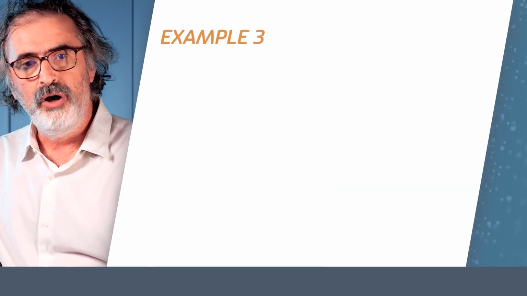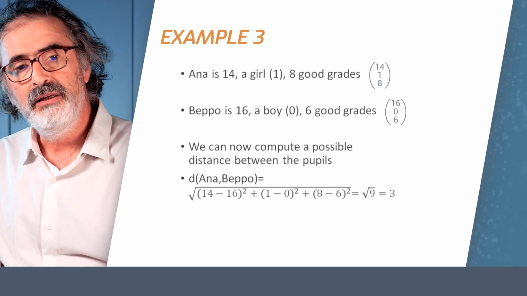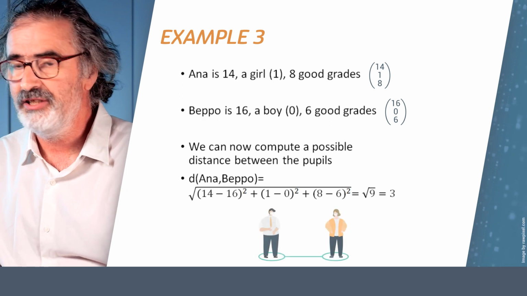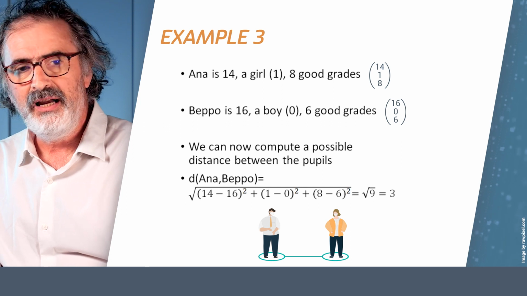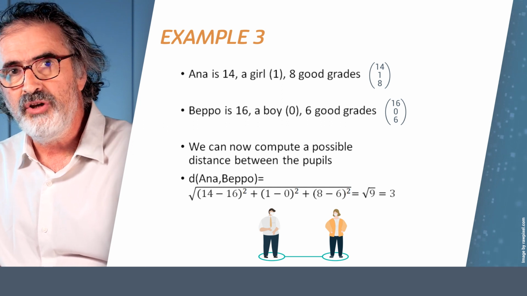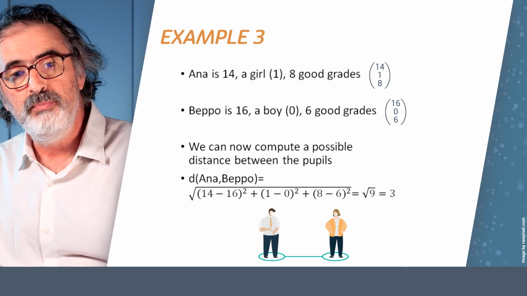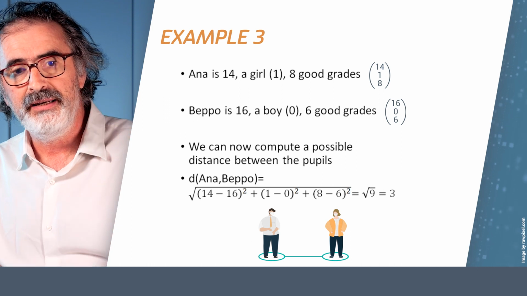Let's take another example. Anna is a girl. She is aged 14. And she's had 8 good grades. Beppo is a boy. He's aged 16, and he's got 6 good grades. If I decide that the value 1 is associated to girl and the value 0 is associated to boy, I now have a vector for Beppo and a vector for Anna.